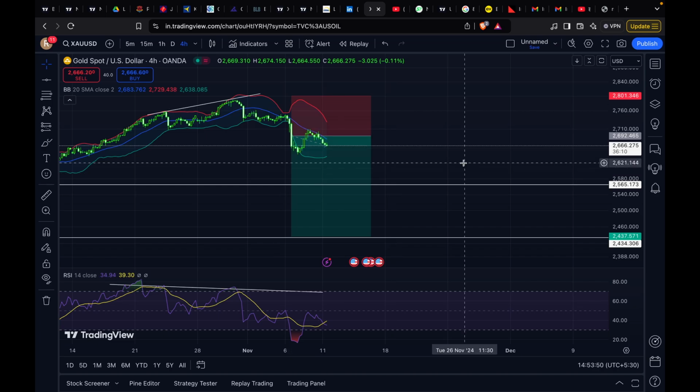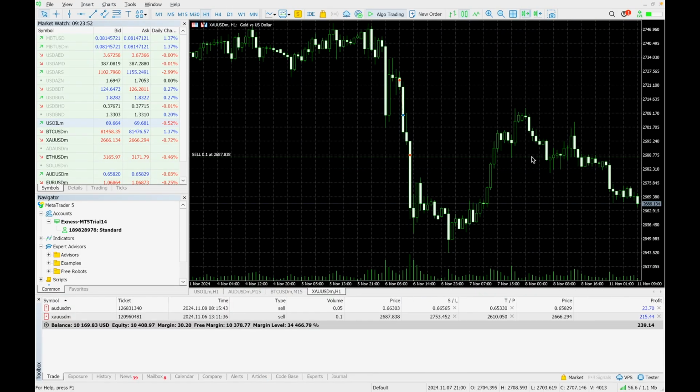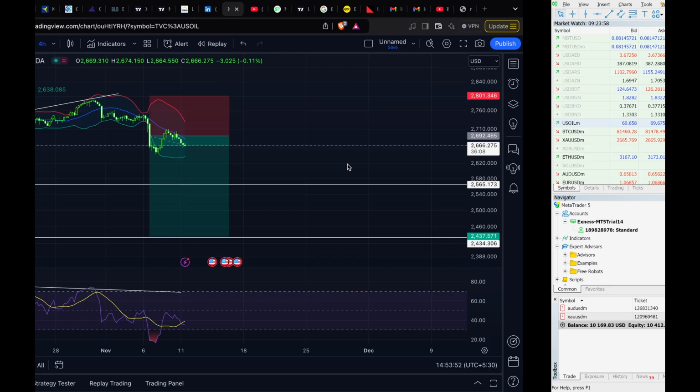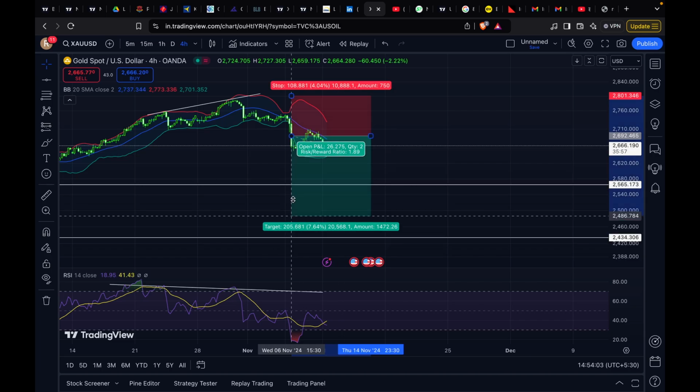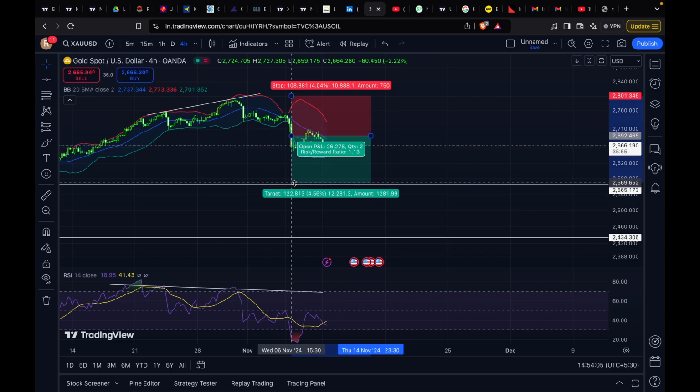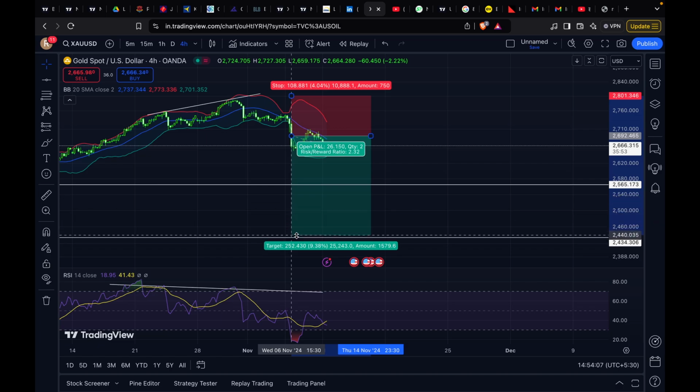As you can see, I'm using a demo account as of now, so I've taken the trade. I'm bearish on gold. Price action has been in favor since. Let's hope to hit the first target profit booking, which is 1:1, I guess. Yes, it is 1:1, and then we'll go for 1:2 on this trade.